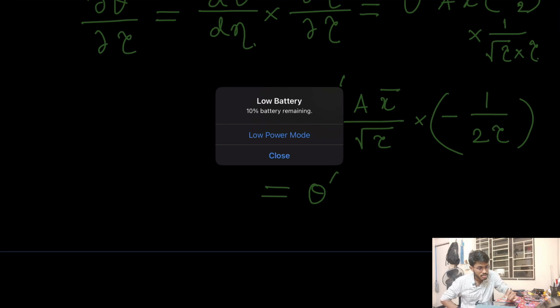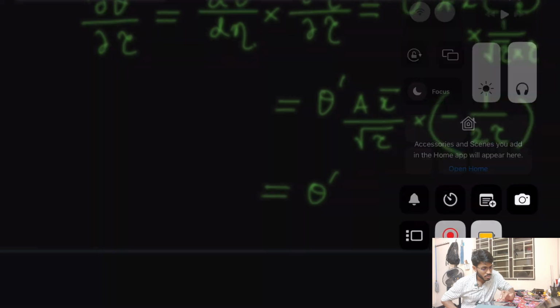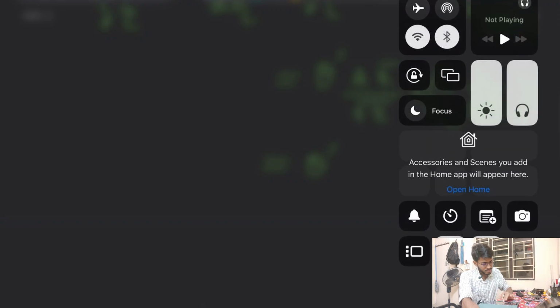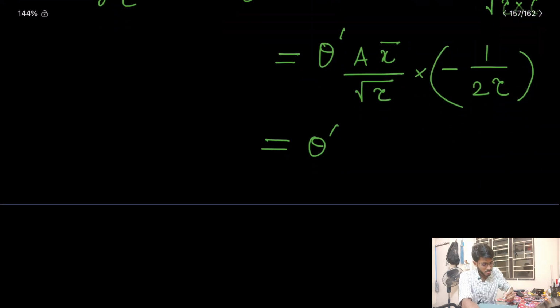And can you see this one? Low battery, how, this was having 33% battery. Oh, okay, so let me turn on the low power mode. Let me do it quickly because my charge is almost gone.